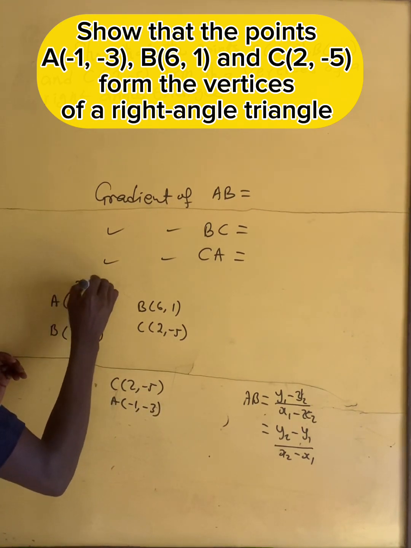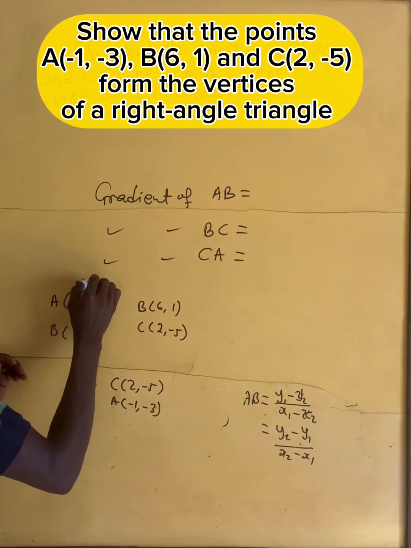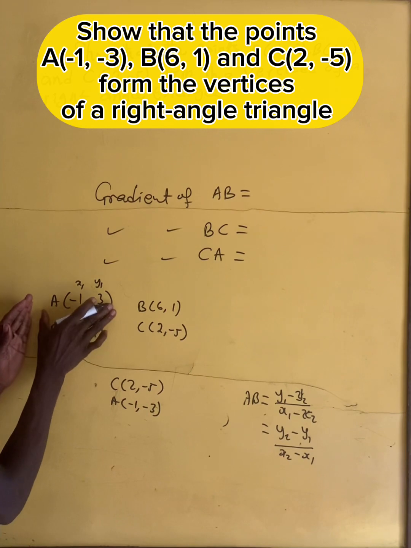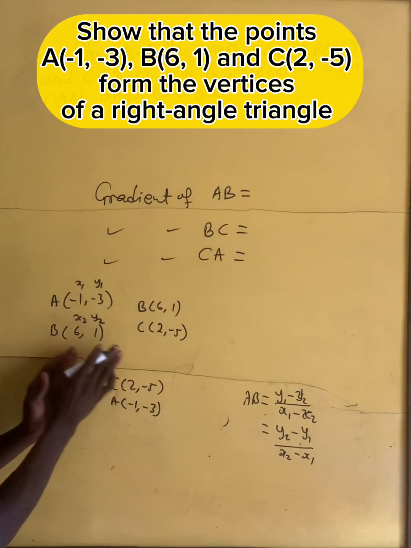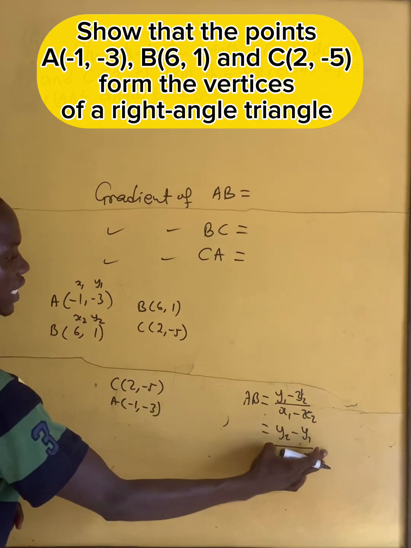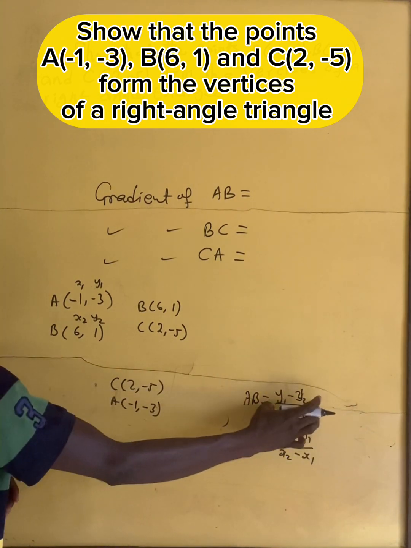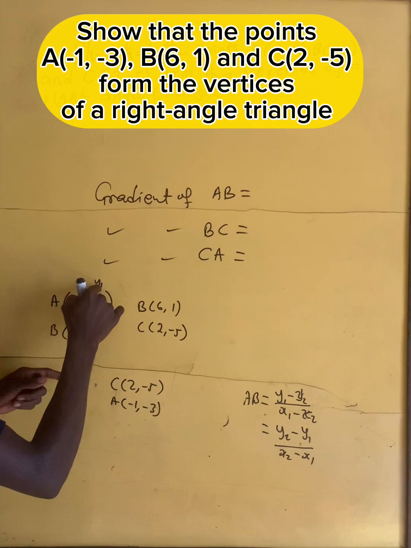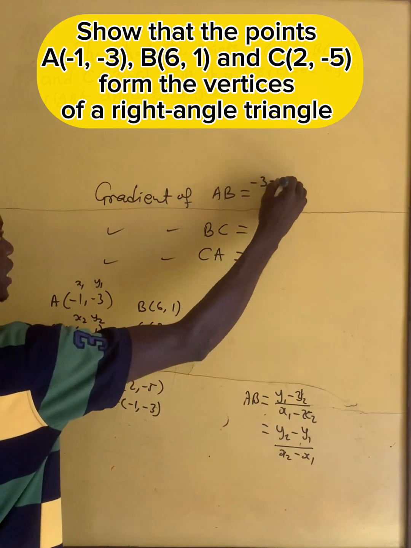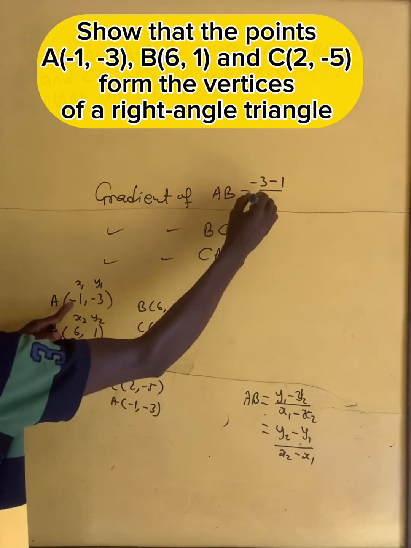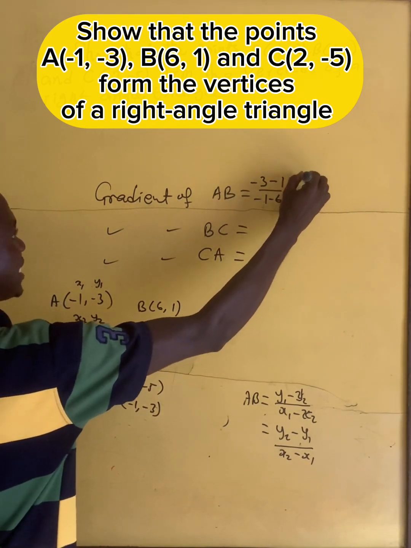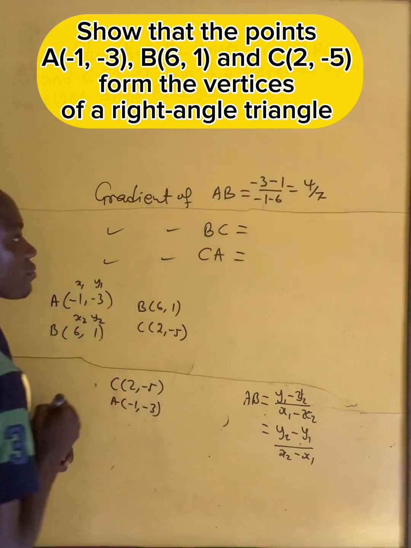So I name here x1, y1, x2, y2 for the gradient of AB. For the gradient of AB, I'll take this. Either I'll use here or here. So I'm using the first one. And these are y1, y2. So I'll take -3 minus 1 divided by -1 minus 6. And this is positive 4 on 7.